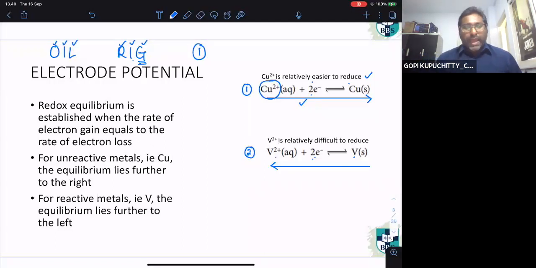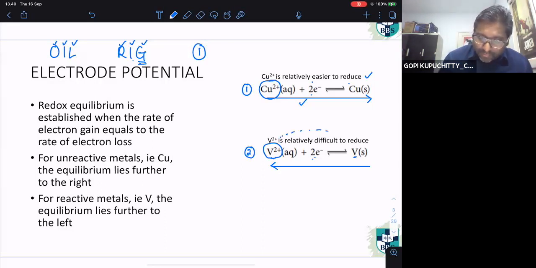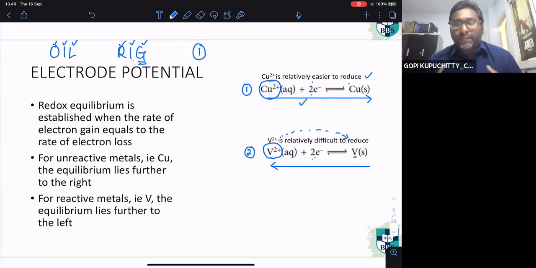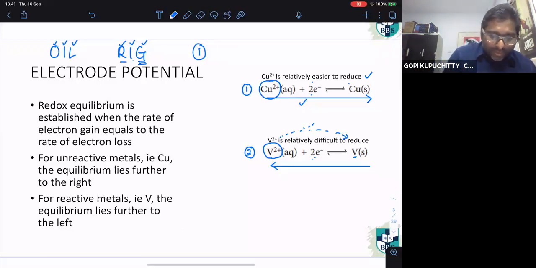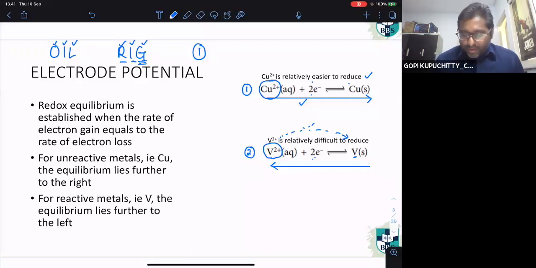If you look at this second equation, I want to talk about V2 plus. I know that the metal will give you the V2 plus, and the tendency for the V2 plus to form vanadium, which is to receive the electron, is not so great. So because of that, we can say that the vanadium 2 plus ion is going to be difficult to accept electrons, or gain electrons. Reduction is gain of electrons, so this V2 plus is relatively difficult to reduce.